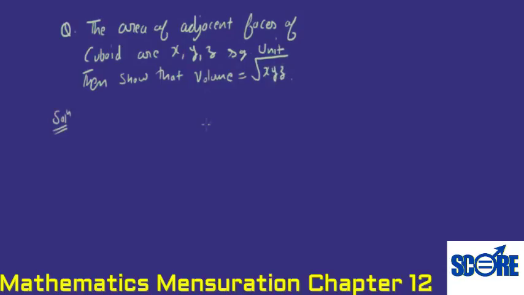In this question, we are given a cuboid. Let's first draw the cuboid. Let's say this is a cuboid, and in the question it is given that the areas of the adjacent faces are x, y, and z. So let's say the area of this face is x, the area of this face is y, and the area of this face is z square units. Let us assume that the length of the cuboid is L, the breadth of the cuboid is B, and the height of the cuboid is H.